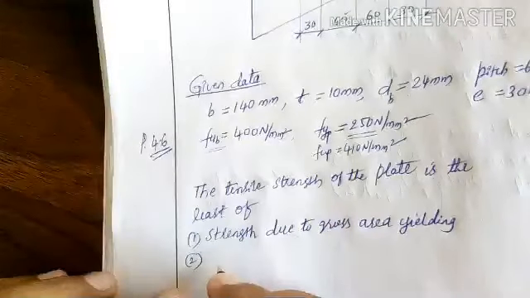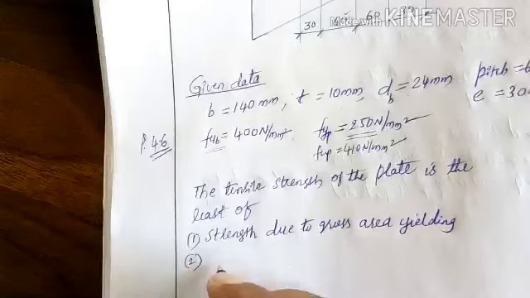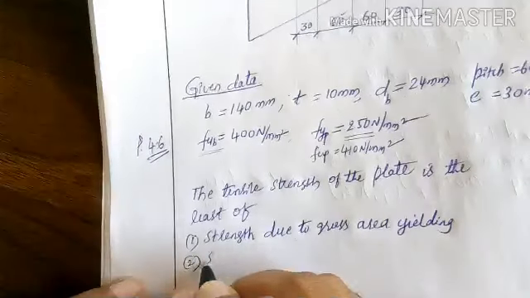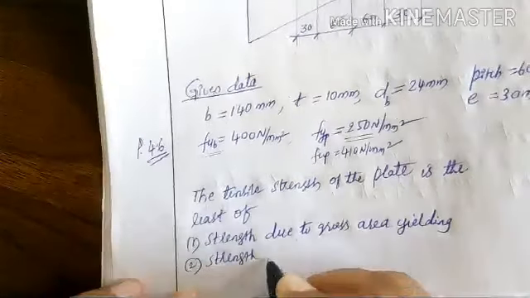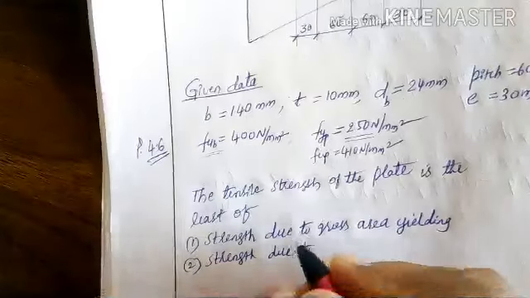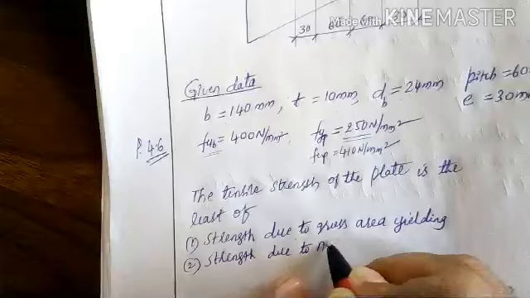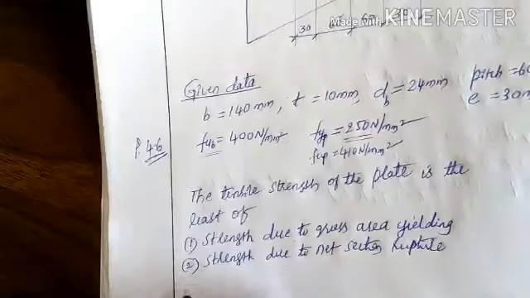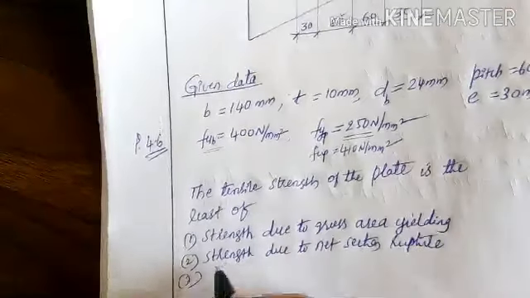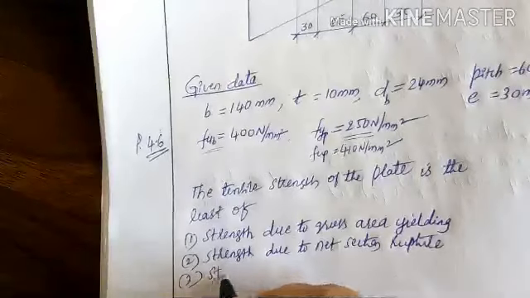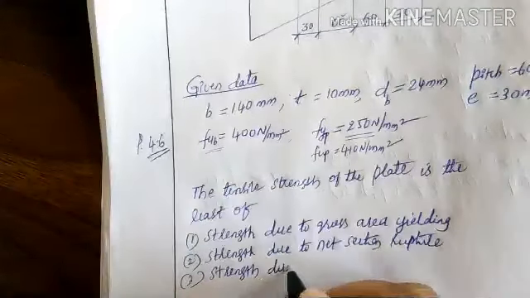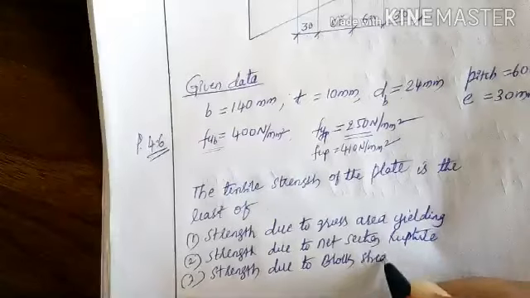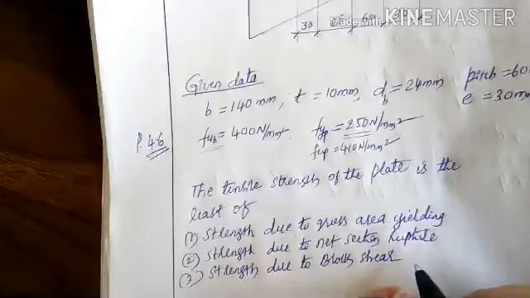second, strength due to net section rupture, and the third will be strength due to block shear.